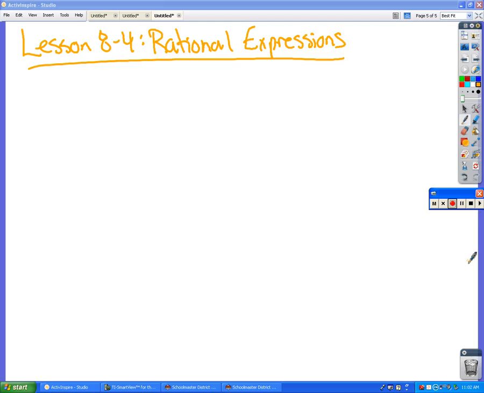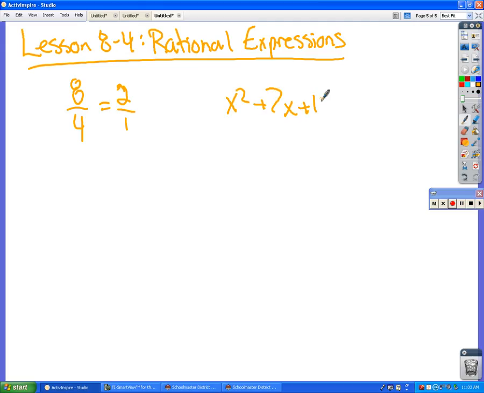should trigger in your head the idea of fractions. What we're doing today is the equivalent of saying 8 over 4 is a rational expression, but I can reduce that to 2 over 1. We're going to do the exact same thing today, but instead of just 8 over 4, it's going to be a rational expression like x squared plus 7x plus 10 over x squared minus 3x minus 10. And it's really, really fun.